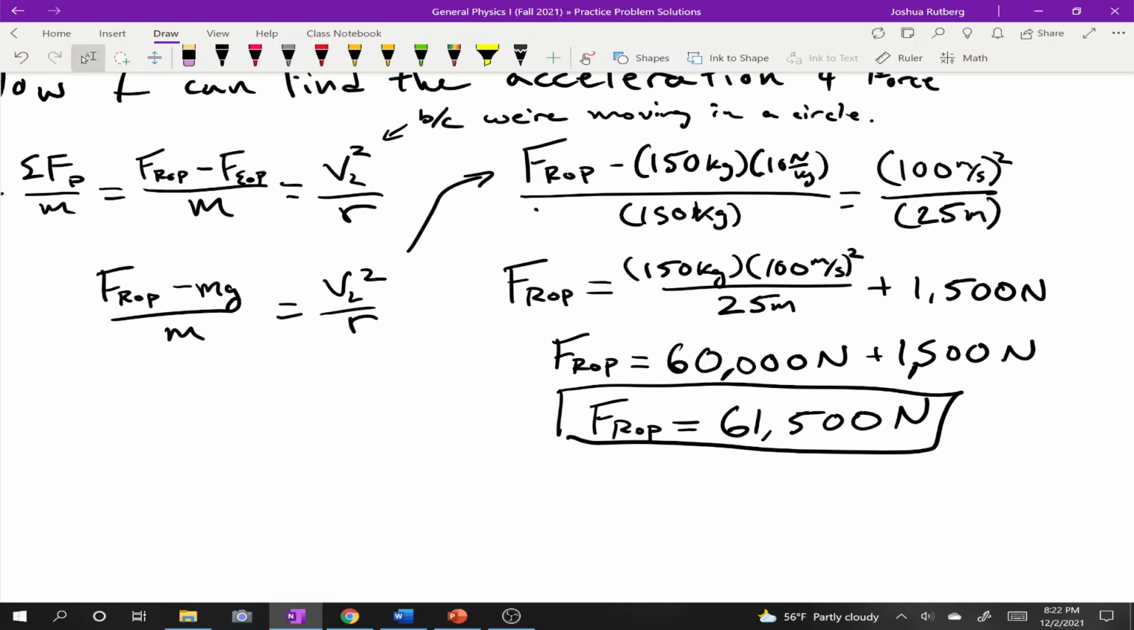So one thing that I'm going to do for my sake for evaluation is I'm more familiar with pounds, so I'm just going to see what that is in pounds. So 61,500 newtons in pounds. Thank you, Google.